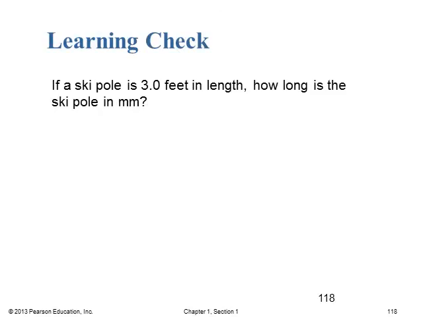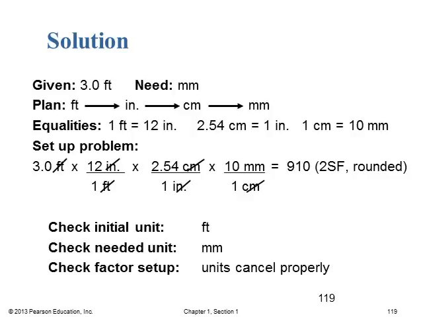All right, and so we'll do another example. If a ski pole is 3 feet in length, how long is the ski pole in millimeters? We'll work this through together. So we're given 3 feet. We need to get to millimeters. So we need to go from feet to inches, then inches to centimeters, and centimeters to millimeters. So there's quite a few steps here.